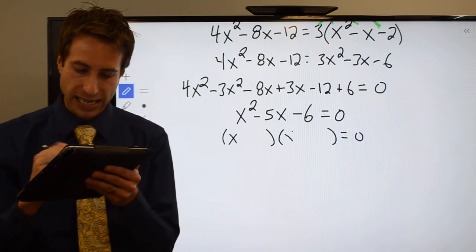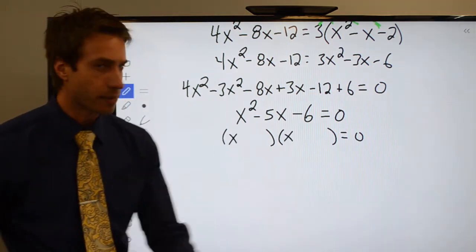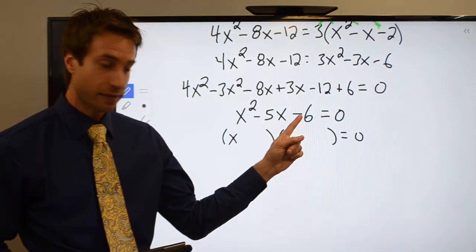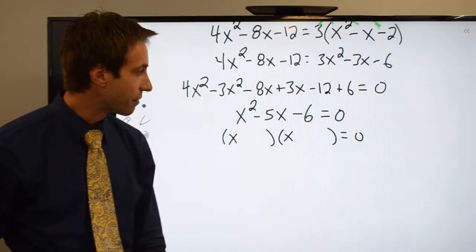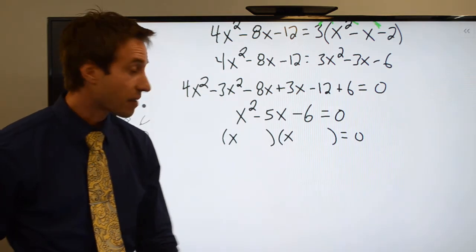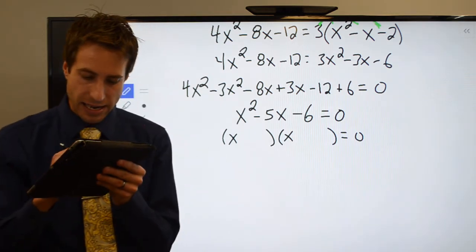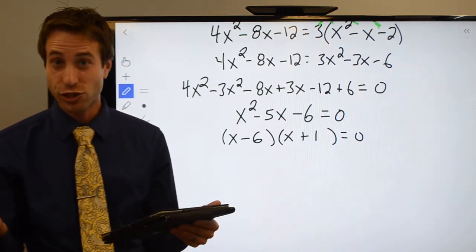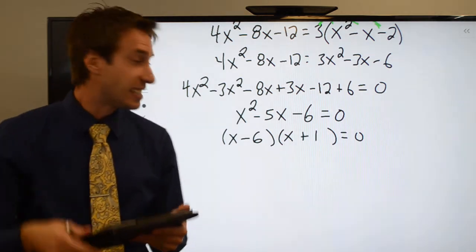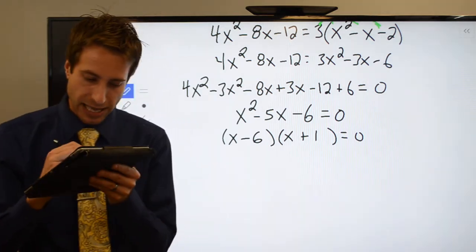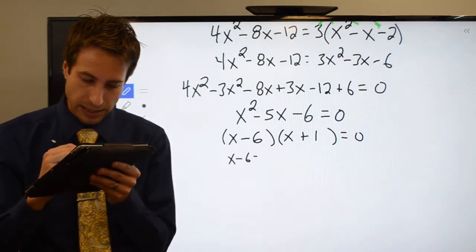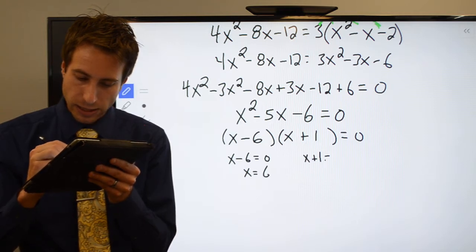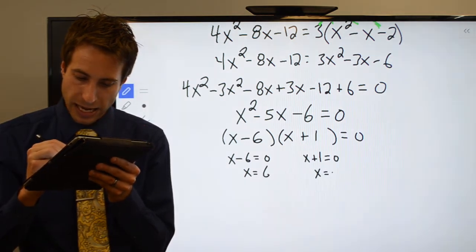The easy bit, x and x, because x times x gets me an x squared. Maybe slightly trickier, I don't know, let's find out. I need 2 numbers that multiply to a negative 6, sum to a negative 5. Actually, that's not bad. How about a negative 6 and a plus 1? That should do it. Zero product property lets me split that up. So I get x minus 6 is equal to 0, which means x is equal to 6. And x plus 1 is equal to 0, which means x is equal to a negative 1.